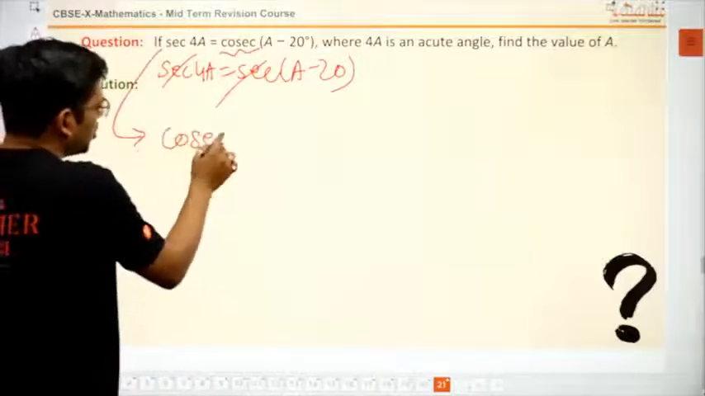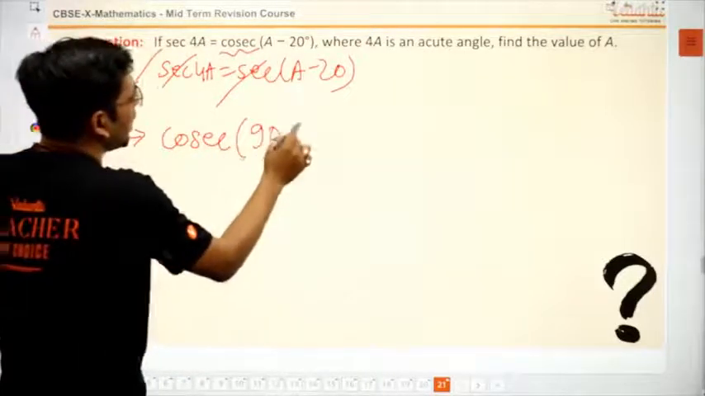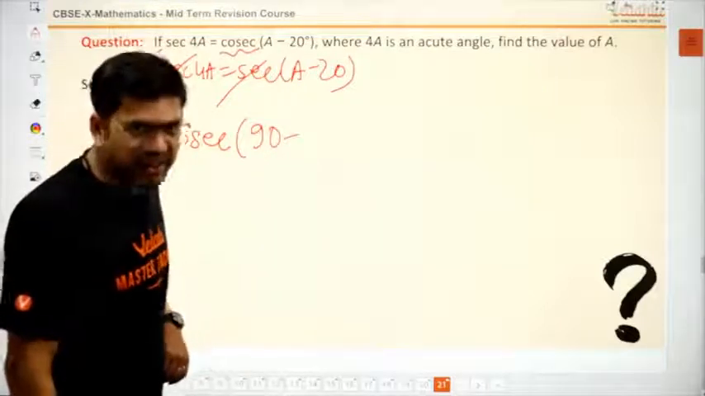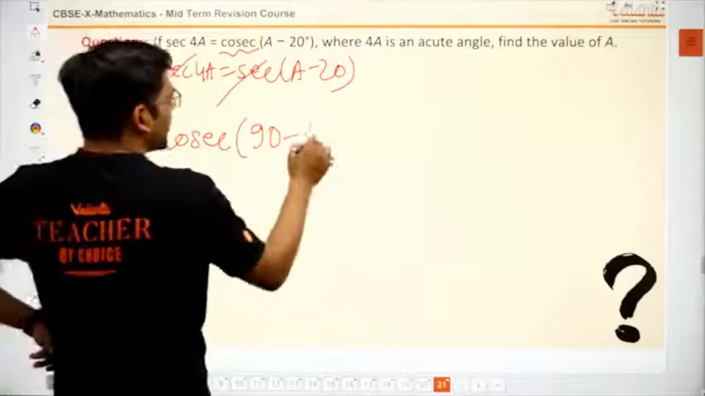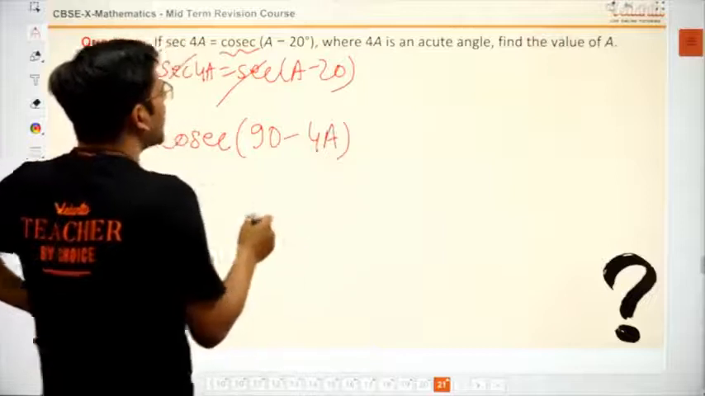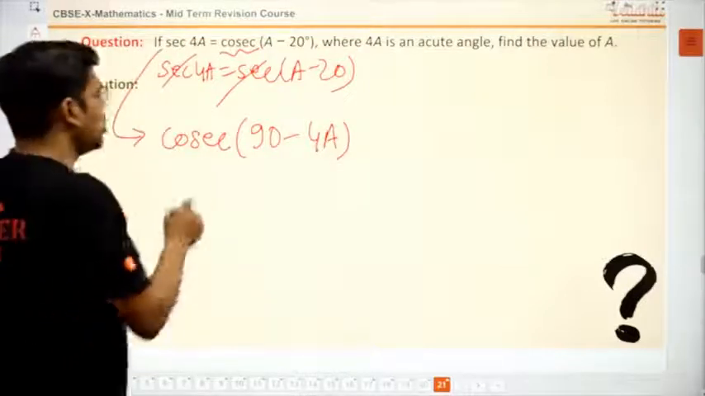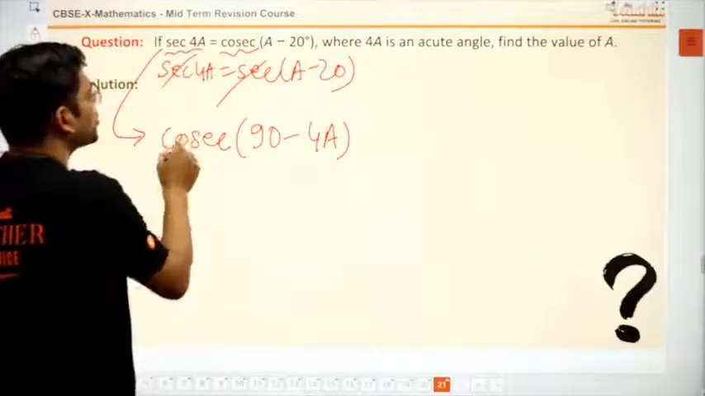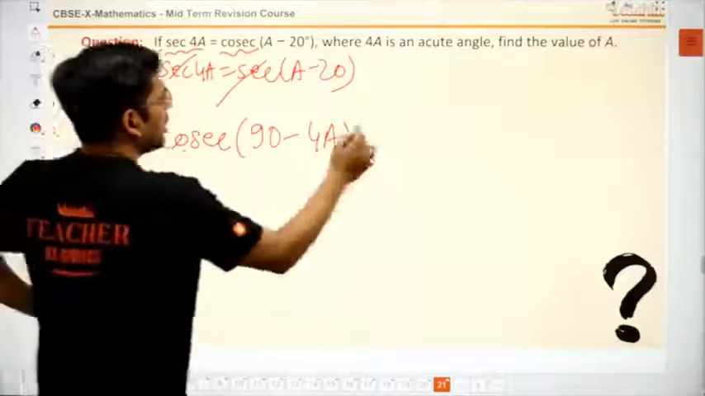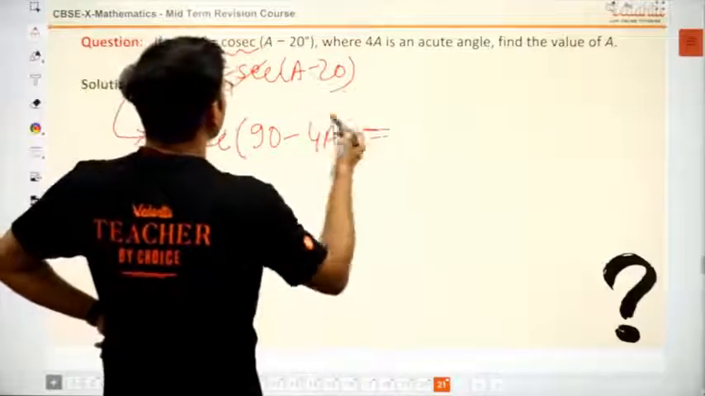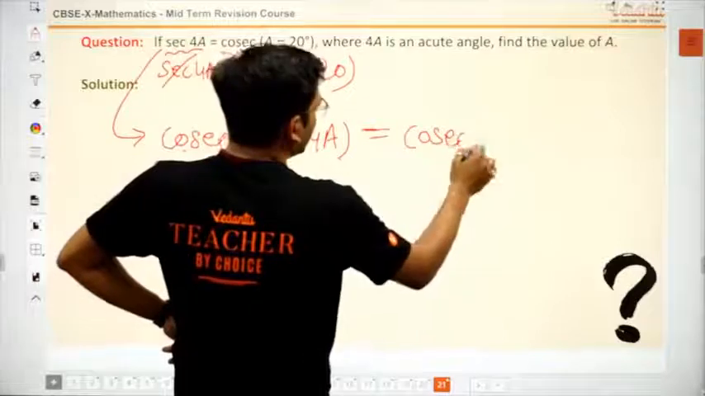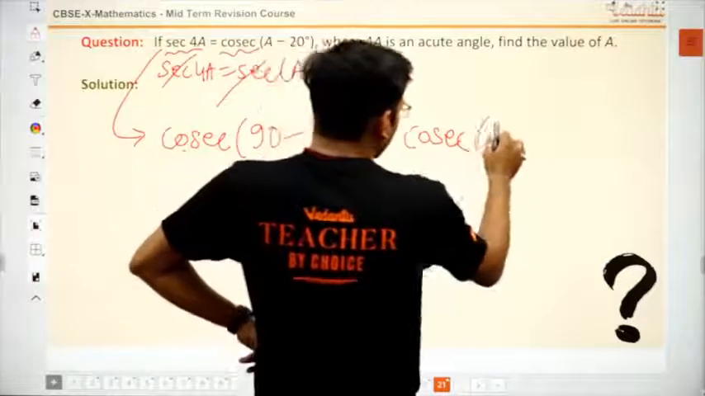You know one thing: what is cosec(90 minus theta)? It is sec theta. So if I write cosec(90 minus 4a), it will become sec 4a, isn't it? So I can write this sec 4a as cosec(90 minus 4a). And on the right hand side I won't change anything; I will let it be cosec(a minus 20).